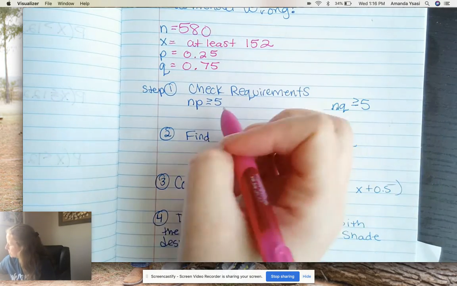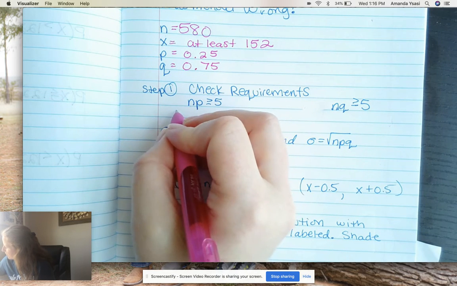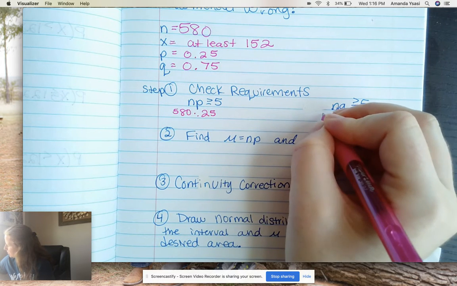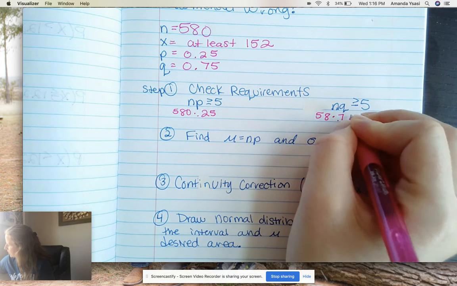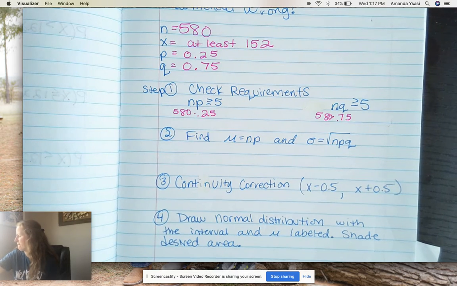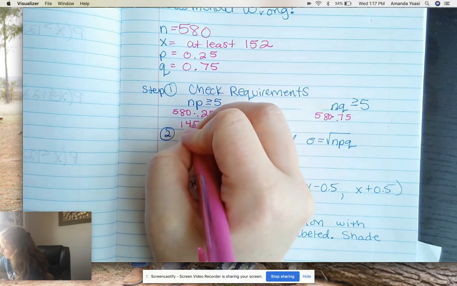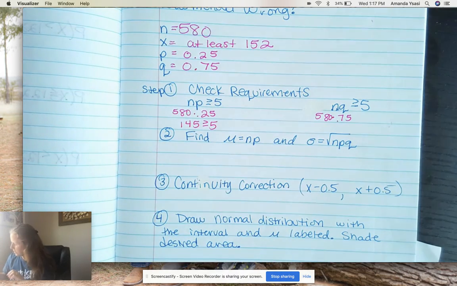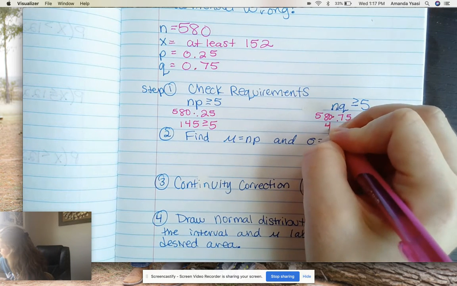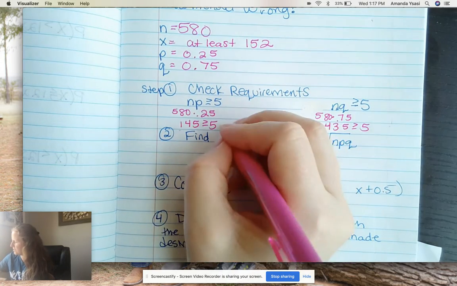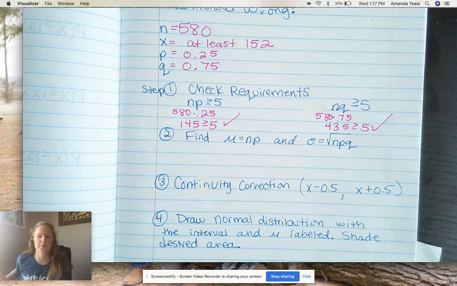Check the requirement. So let's do n times p, so that'd be 580 times 0.25. And then n times q, 580 times 0.75. And I think that's going to be greater than 5. 580 times 0.25 is 145. And then 580 times 0.75 is 435. Okay, so this is satisfied and this is satisfied. So both requirements are good.